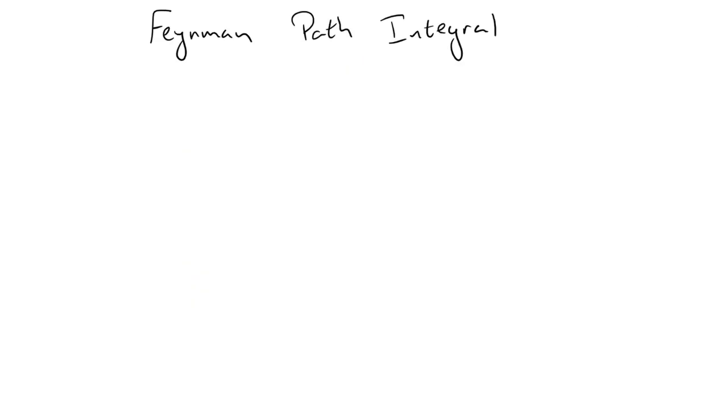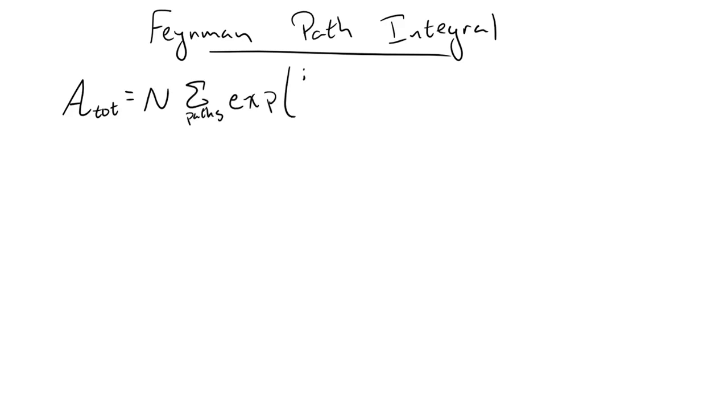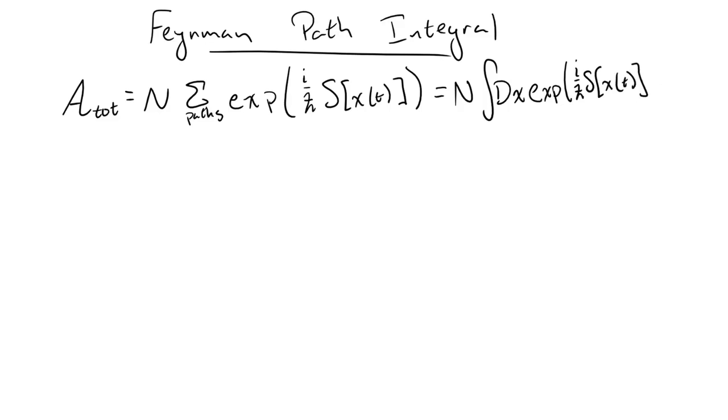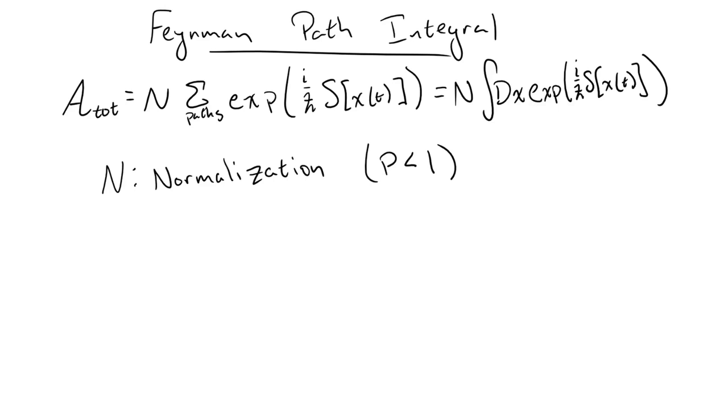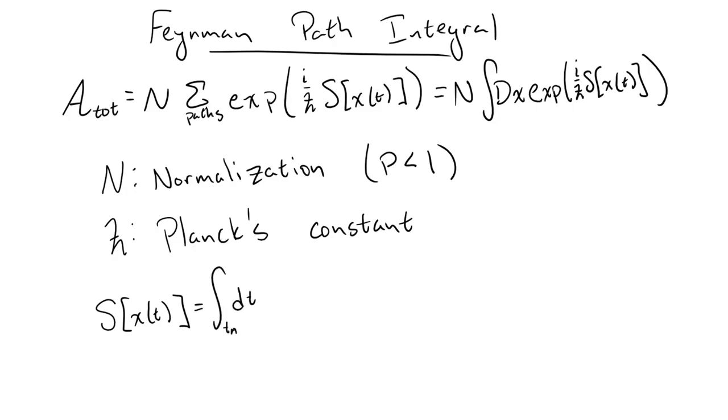All paths have the opportunity to contribute to the final amplitude. Again, skipping this somewhat daunting derivation, one can find that the total amplitude can be written in this form, or more typically written as an integral, where the fancy integration measure just refers to the sum over all paths x of t. Now let me explain what everything means in this expression. The capital N is just a normalization. It's a number to ensure that probabilities don't exceed 1. H bar is Planck's constant, a fundamental constant of the universe, and S is the action I was talking about earlier, the time integral of the Lagrangian.